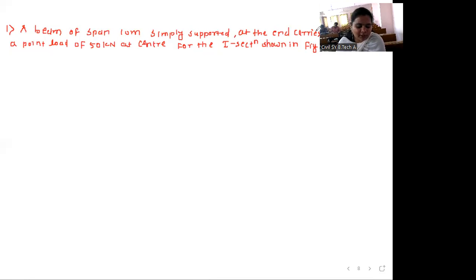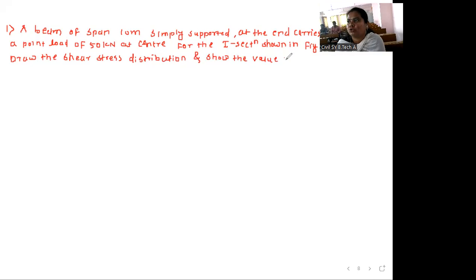Draw the shear stress distribution and show the values of stresses at important locations. So here an I section is given, and with this I section, a simply supported beam is also given.